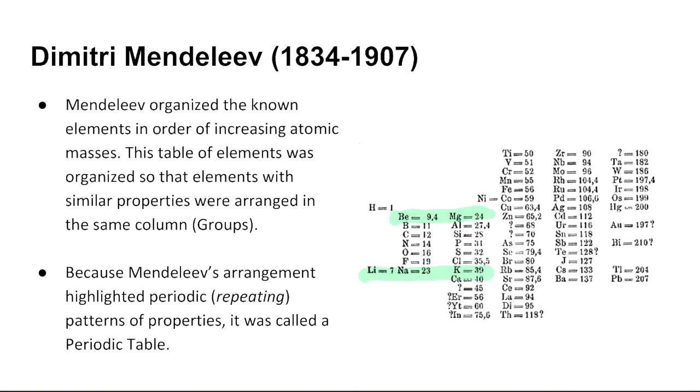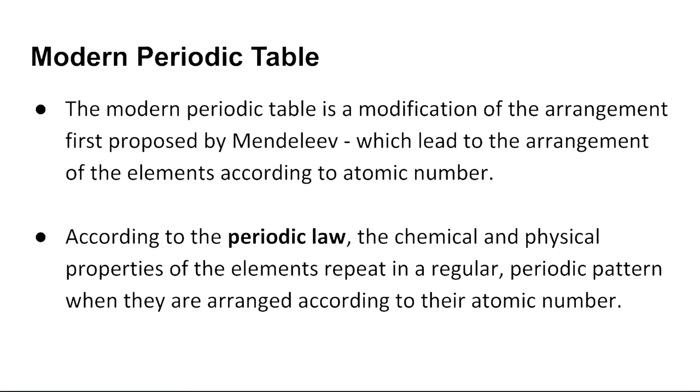Mendeleev organized the known elements in order of increasing atomic masses. This table was organized so that the elements with similar properties were arranged in the same columns. Because Mendeleev's arrangement highlighted periodic patterns of properties, he called this the periodic table, because they were repeating patterns in property.